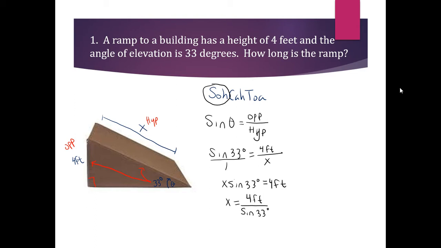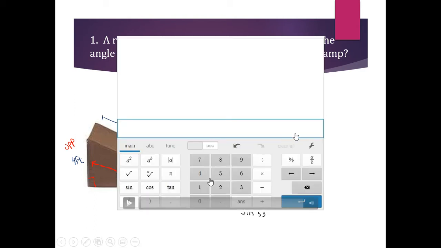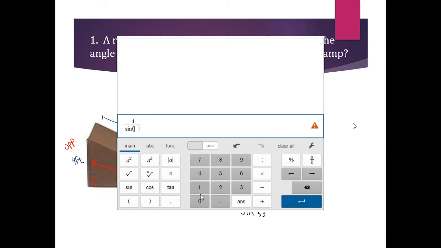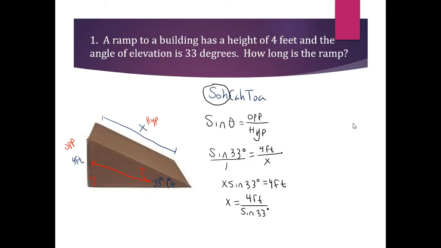So I'm going to go ahead and type this into my Desmos scientific calculator. Remember, we're in degree mode. Type in your fraction exactly as you see it. And we have 4 divided by sine of 33. And there is our answer. So let's go ahead and write down 7.34 feet. And that is the solution to number 1.